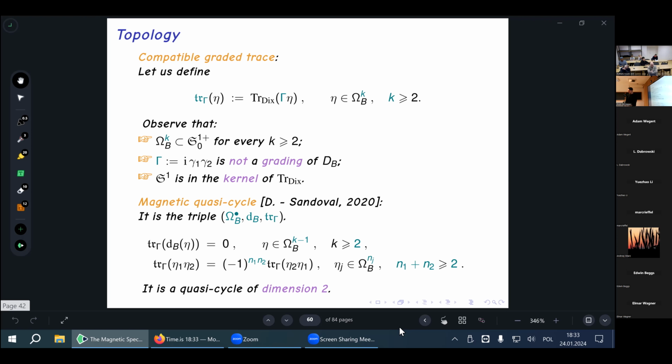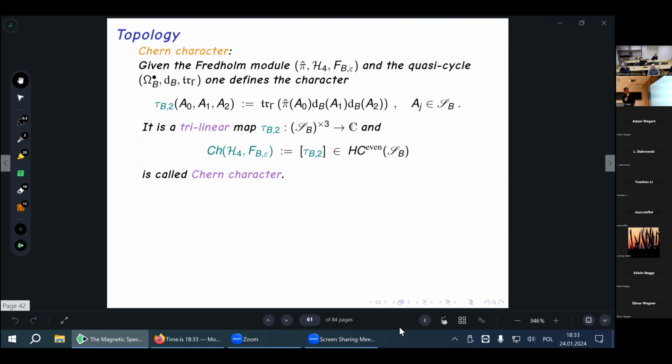Yes, so if you divide by S1, you obtain a cycle. In the paper, I put it this way: I quotient by S1. Forget about the quasi. But okay, this is the main message. With this cycle, we do differential topology.